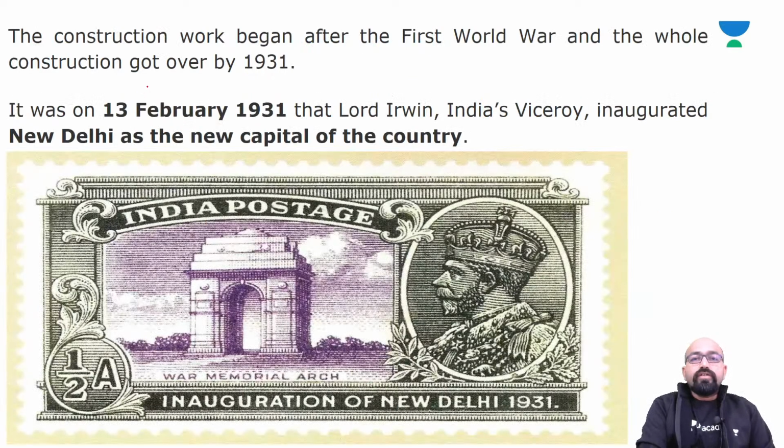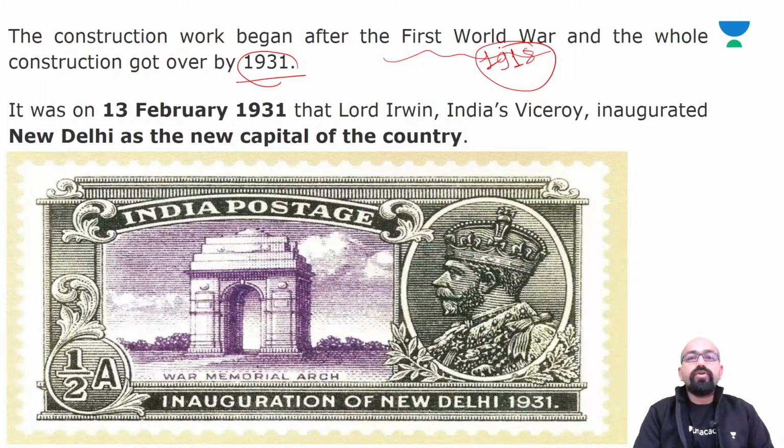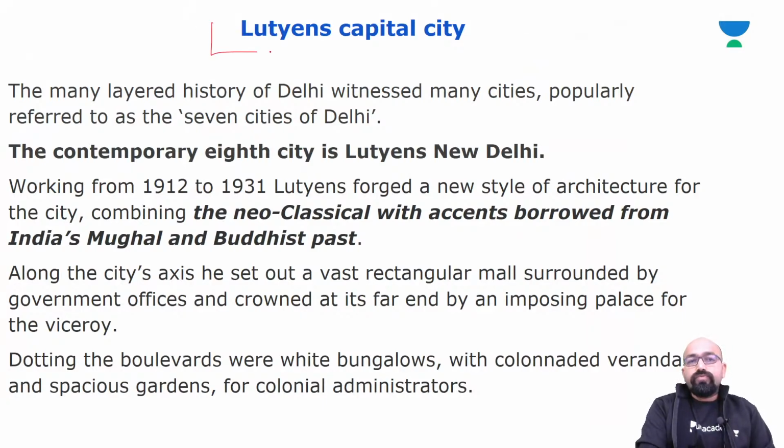Now, the construction work began after the First World War, and the whole construction got over by 1931. So the construction work started around 1918 and was completed by 1931. After that, in 1931, Lord Irwin, the Viceroy of India, inaugurated New Delhi as the new capital of the country. So this New Delhi is also known as Lutyens' capital city.